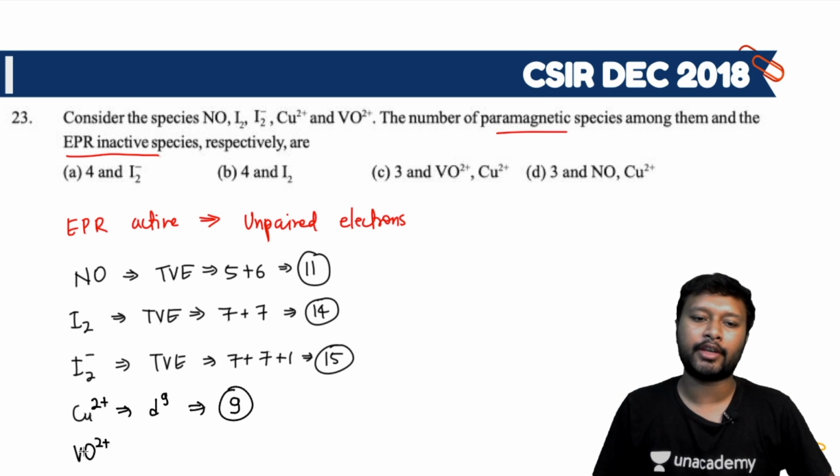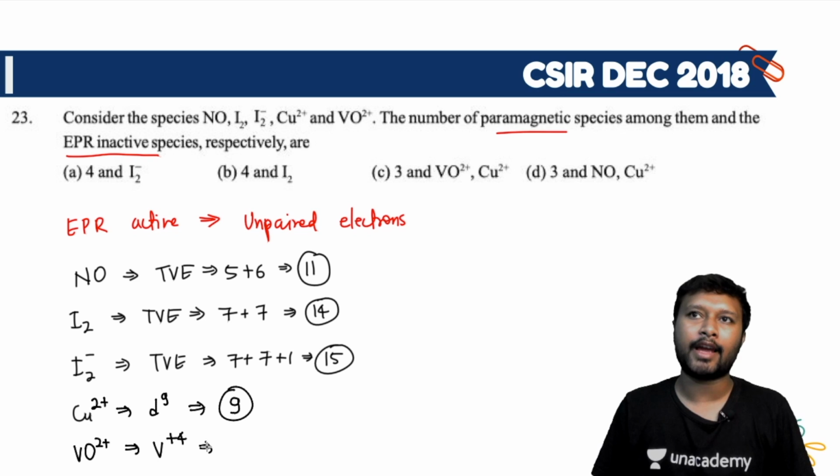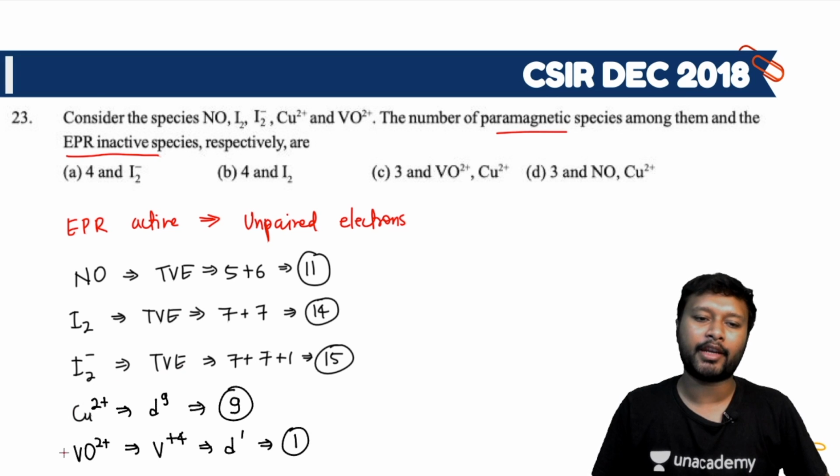total oxidation state of vanadium, that comes out to be vanadium in plus 4 state, and if it is in plus 4 state, I can say that it's a D1 species, and if it is a D1 species, I can say it has 1 unpaired electron. So those who have an odd number of unpaired electrons are paramagnetic. So this is paramagnetic, this is paramagnetic, this is paramagnetic, and this also is paramagnetic.